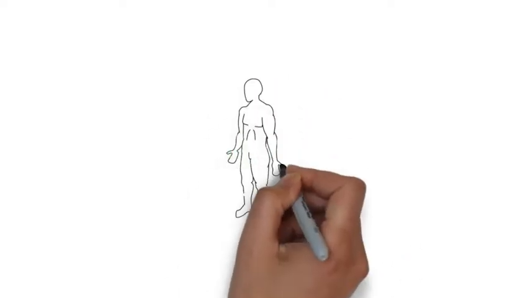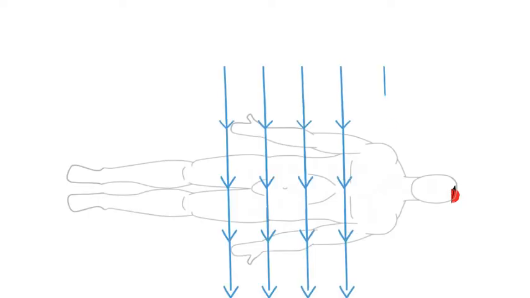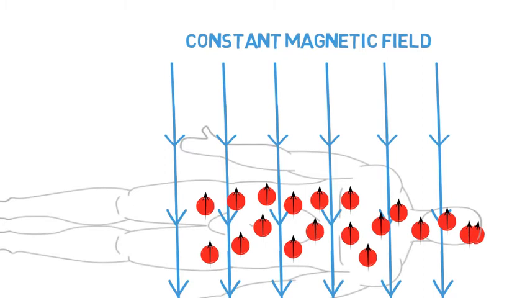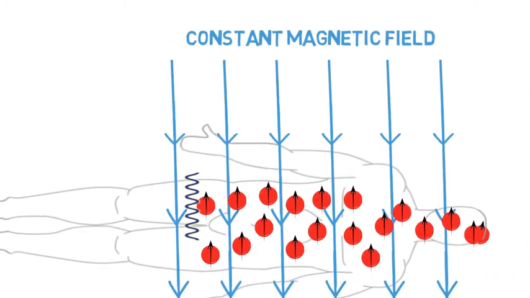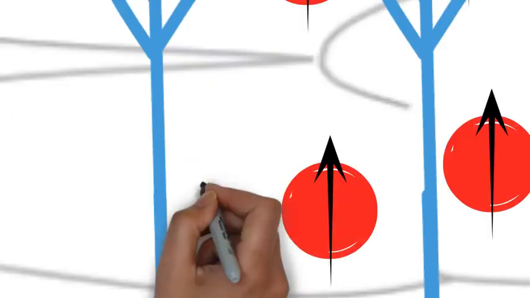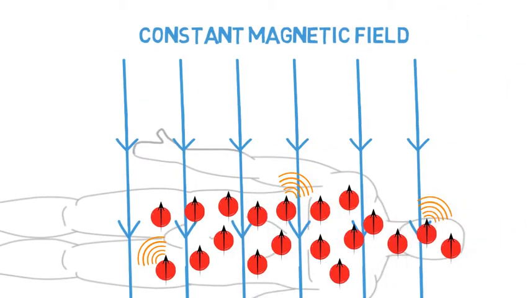MRI visualizes anatomy in all three planes: axial, coronal, and sagittal. Within the body, protons from water molecules are oriented in different directions. The constant magnetic field created by MRI forces all protons to align with it. The alignment is systematically destroyed by a brief pulse of a weaker electromagnetic field. After the pulse ends, the protons gradually realign with the original constant field.